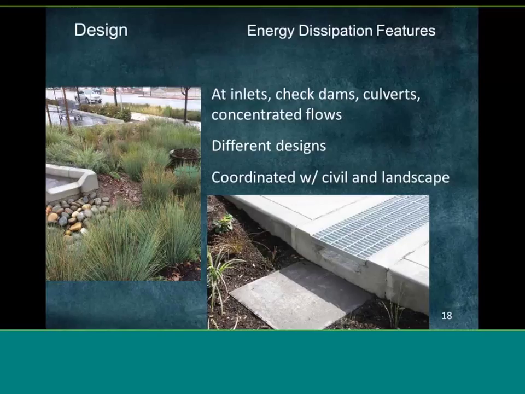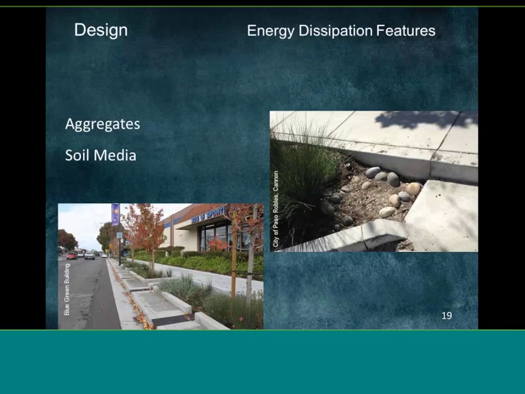The energy dissipation features, these are another piece of the infrastructure that has quite a bit of overlap for landscape. So at your inlets, your check dams, culverts, any place that there's concentrated flow, you will need some sort of energy dissipation feature. Sometimes these are concrete, sometimes they're decorative. They are typically shown on the civil plans. But again, they really need to be coordinated with the landscape because the planting at those locations needs to allow for water to come in. You've got a lot of considerations that relate to the landscape.